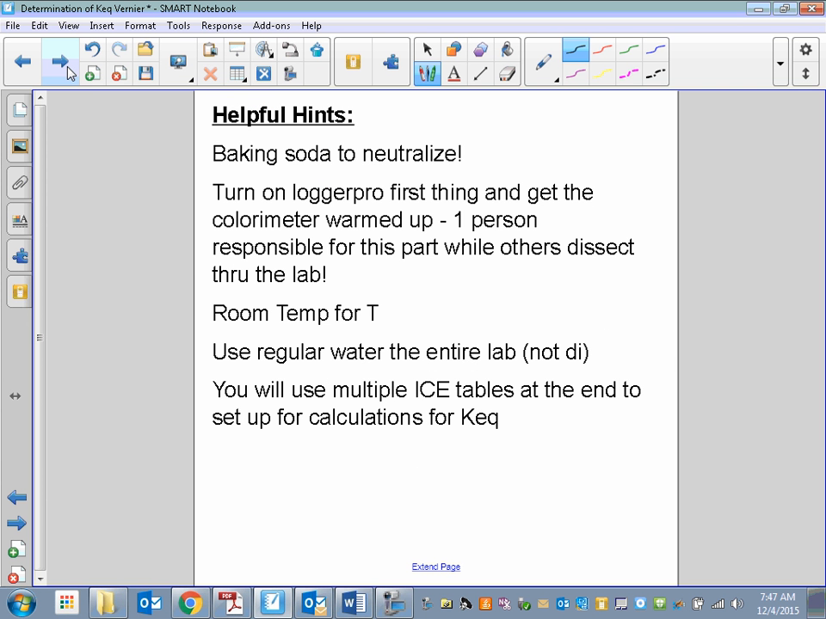Hey, guys, you can use volumetrics. Use your volumetrics. Just get a little bit of each of the solutions for now in beakers, and then go from there.